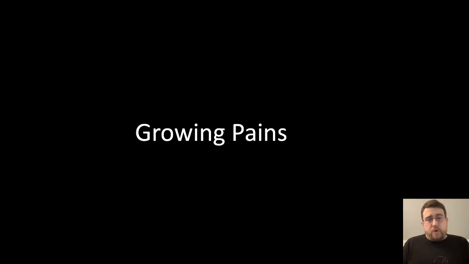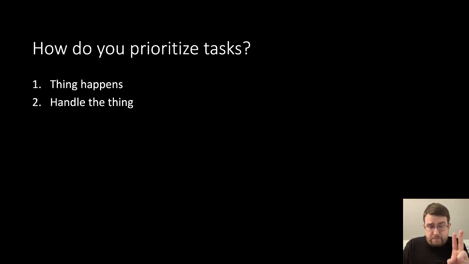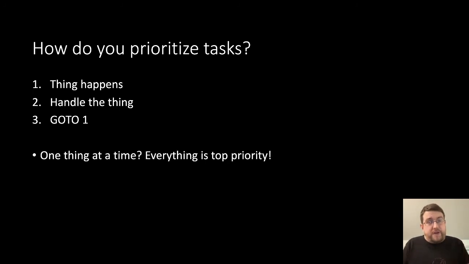So let's talk about some growing pains. Let's talk about some learning experiences. How do you prioritize tasks? This is something that I had to figure out, because my normal method of prioritizing tasks is as follows. 1, thing happens, right? Whatever it is, something happens. 2, handle the thing. 3, go to 1. Great. As long as you have one thing at a time, everything is top priority, no problem.